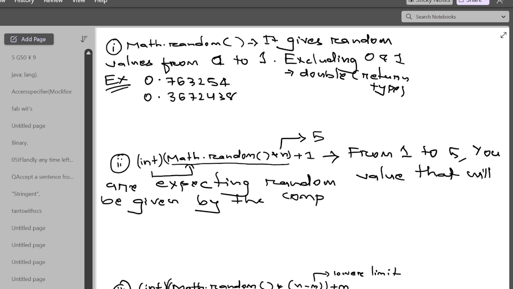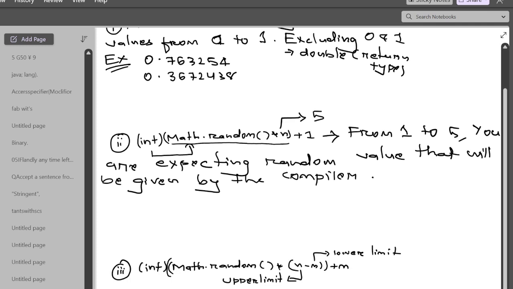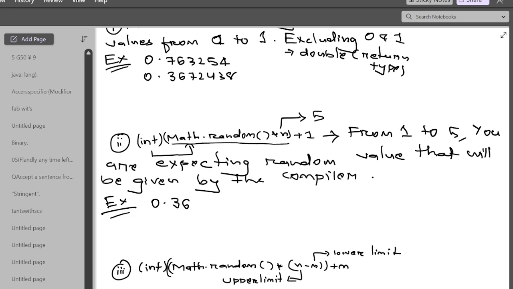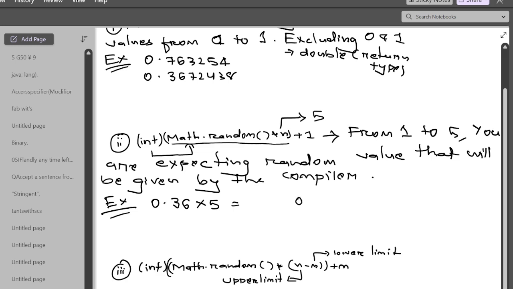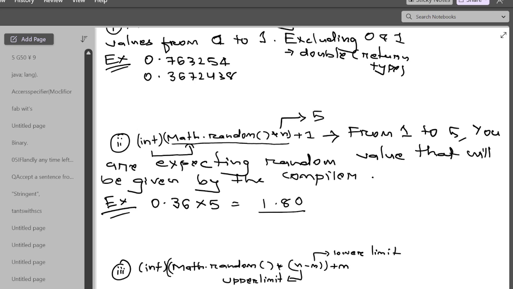Okay, now let me give you one example through which you will understand this. Suppose I have given 5. Through around 2 to 3 examples, you will be able to understand how you are getting random values. Suppose this is 0.36. Let me only take two decimals so that you can understand it properly. Now I am multiplying by 5. 5 6s are 30, so 1.8. This whole will be converted into integer as I have mentioned here, so it will be 1. So 1 plus 1 will be 2. Doesn't it lie between 1 to 5? Yes, 2 lies between 1 to 5.